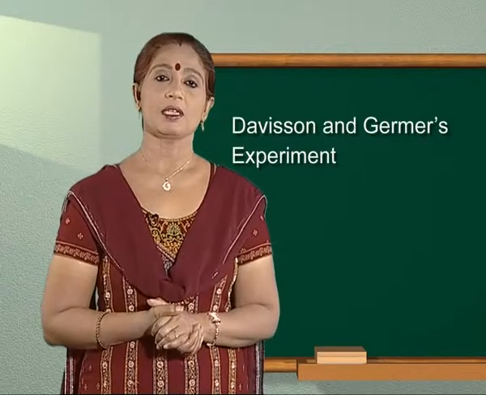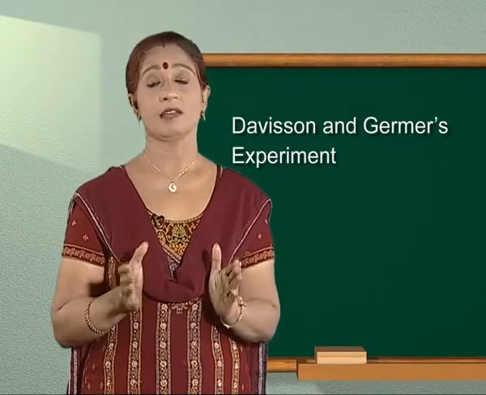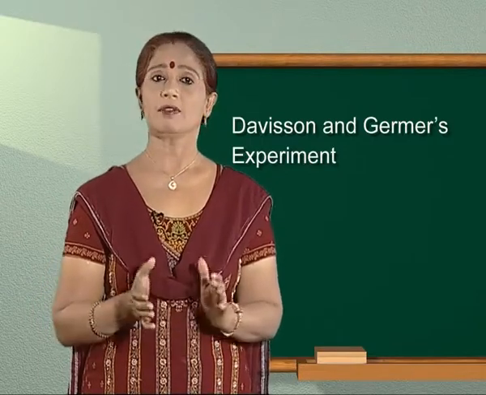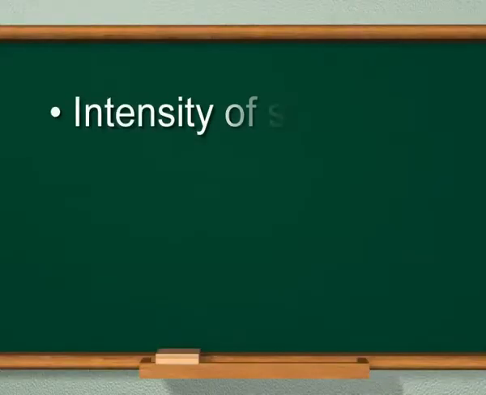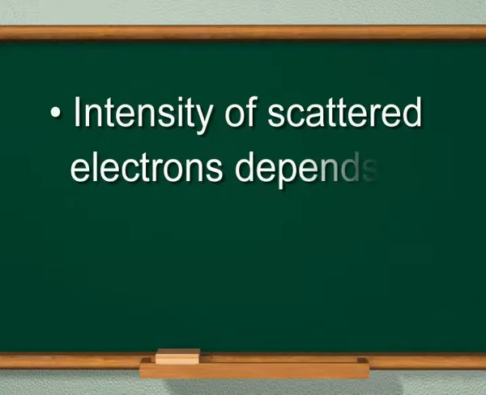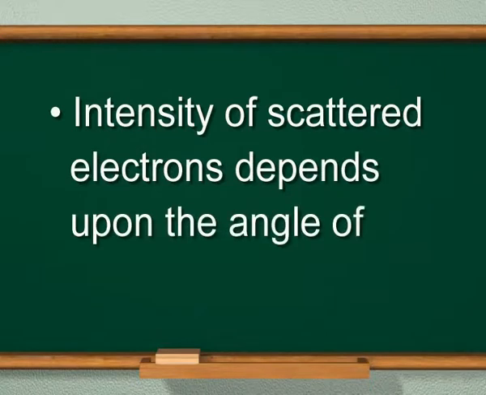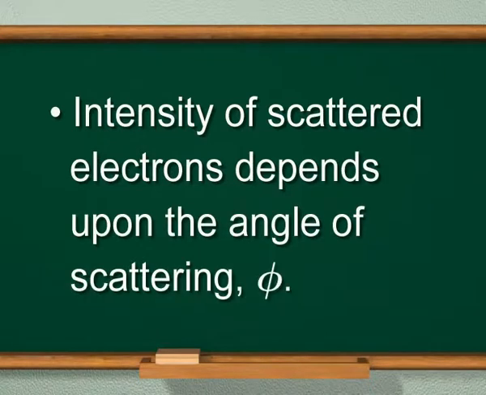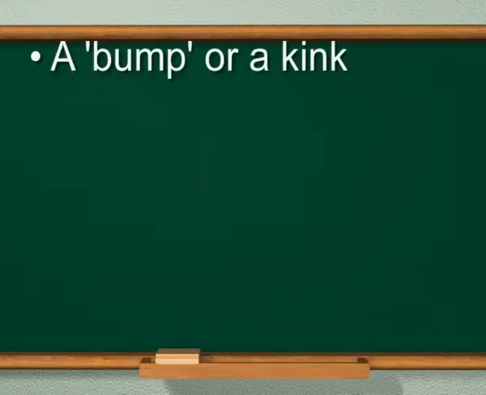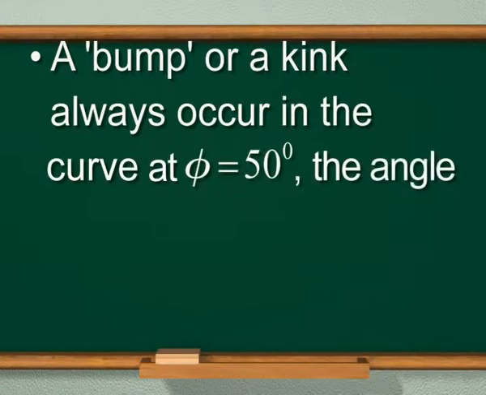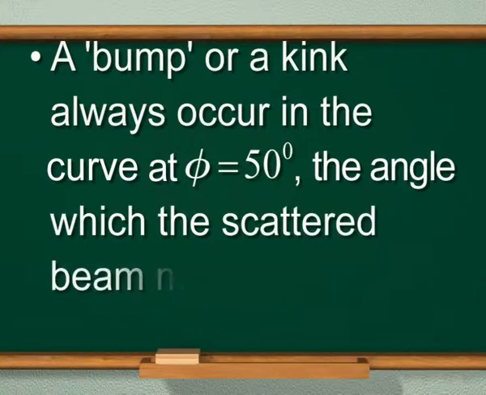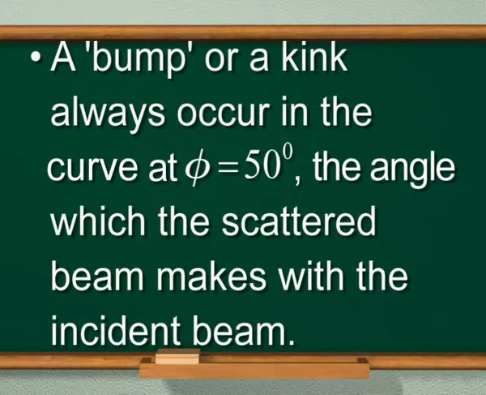The experimental curves obtained by Davisson and Germer give some important conclusions, as intensity of scattered electrons depends upon the angle of scattering phi. A bump or a kink always occur in the curve at phi equal to 50 degrees, the angle which the scattered beam makes with the incident beam.